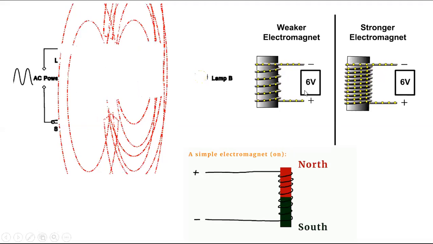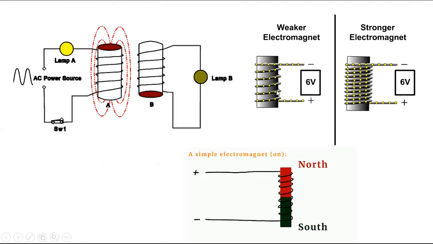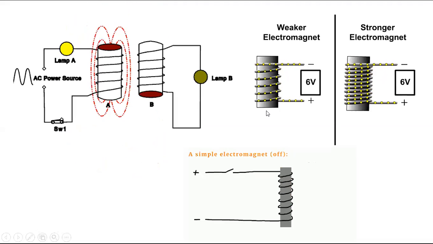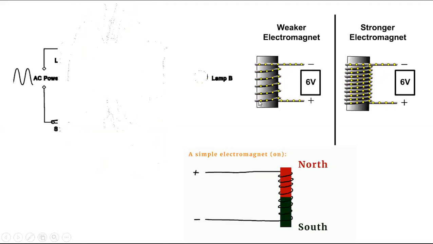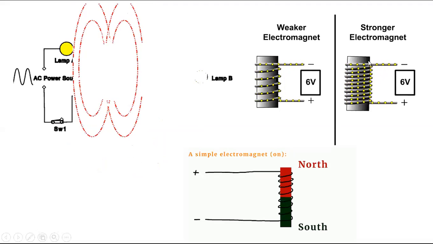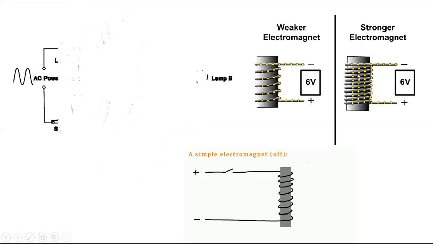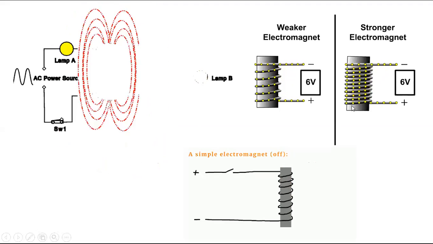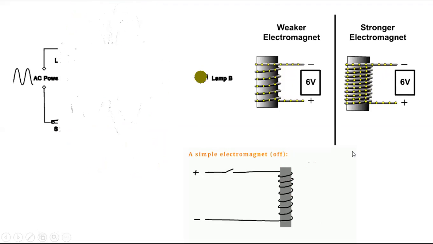So why is it weaker? Because I am using very few turns of copper wire. Here how many turns are there? You can read out 1, 2, 3, 4, 5, 6. And here, on the right-hand side, you read 1, 2, 3, 4, 5, 6, 7, 8, 9, 10, 11, 12. It is increasing.